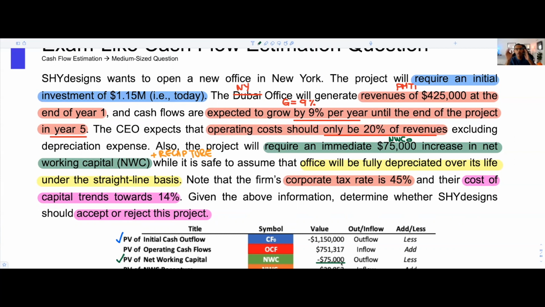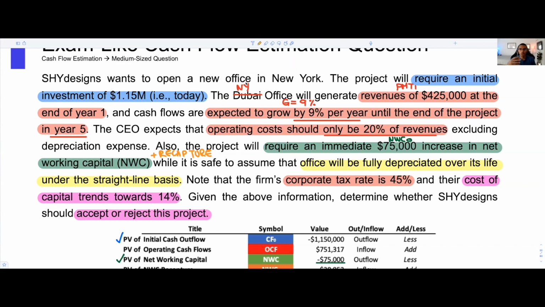The reason I'm working as we're doing the question is because some of these categories don't require heavy lifting. Some of these categories, I would want you to be able to quickly find on the exam. Like, listen, the initial investment and the immediate investment into NWC, well, that's light work. We just got to remember that they're negative. That's it.